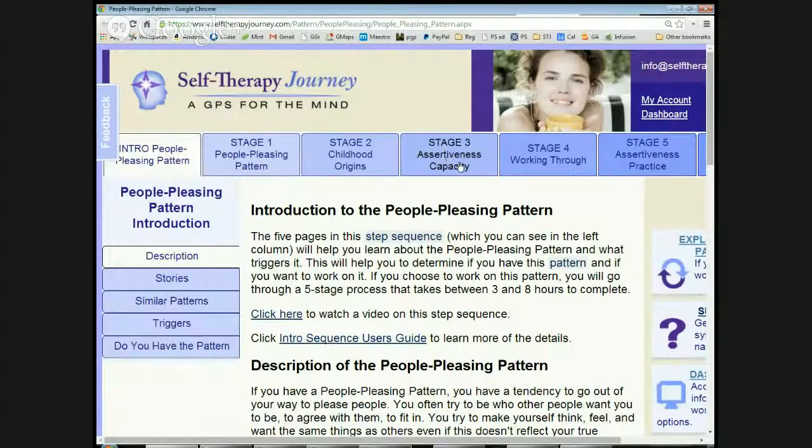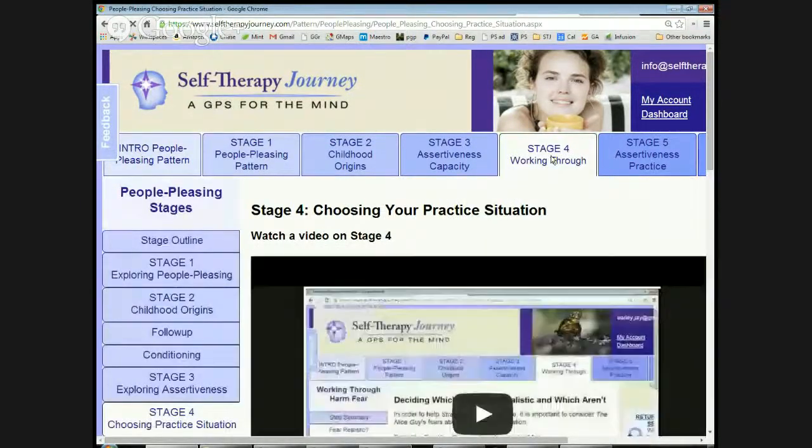The third stage is that in the pattern system, associated with each pattern is a healthy capacity. And so that transforms the pattern. So for the people-pleasing pattern, it's transformed by the assertiveness capacity. That's in stage 3. And then stage 4 is where you actually get to work through the fears.